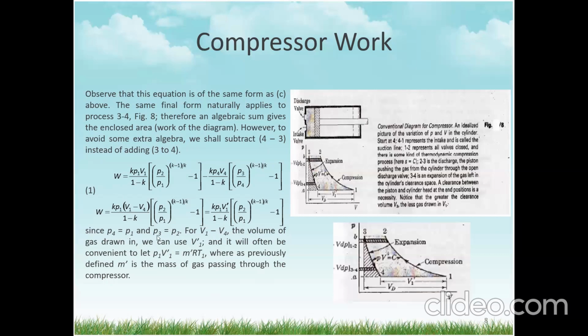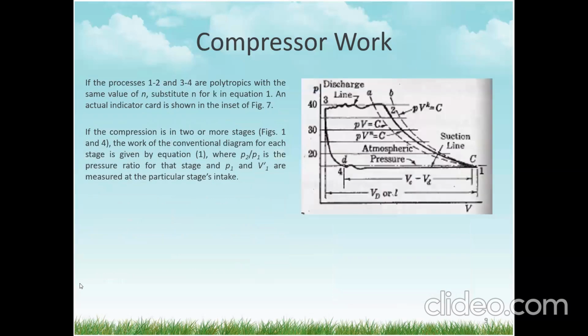Since P4 is P1 and P3 is equal to P2, for V1 minus V4, the volume of gas drawn in, we can use V1 prime. And it will often be convenient to let P1 V sub 1 prime is equal to m prime R T1. So yan. Where m prime is defined as the mass of gas passing through the compressor. Now, if the processes 1 to 2 and 3 to 4 are polytropic with the same value of n, substitute n for k in equation 1. An actual indicator card is shown in figure 7.